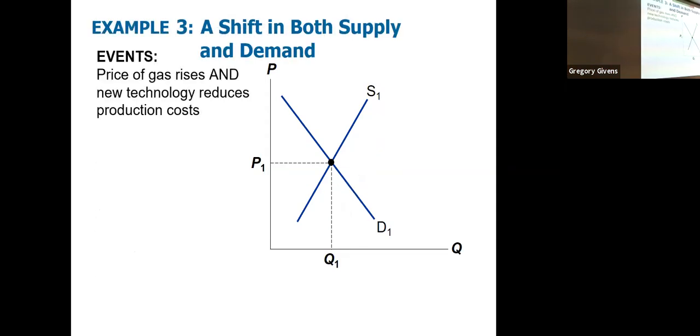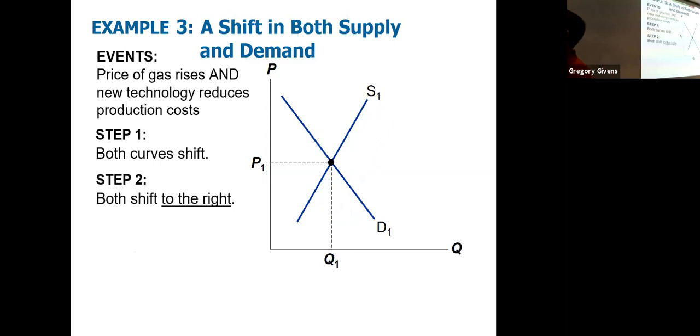All right, last example. What if I ask you what happens in this market if both of the first two events happen roughly at the same time? So the price of gas goes up and there's a new technology that reduces production costs. Well, common sense tells you that it's going to affect both the demand and the supply curve, right? Well, higher gas prices we saw shift the demand schedule to the right, and improved technology shifts the supply of electric cars to the right.